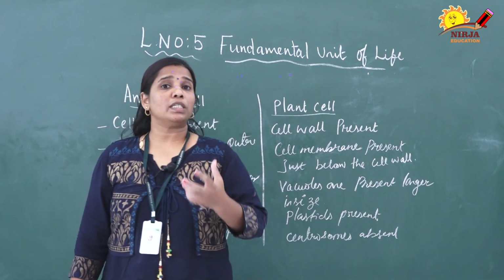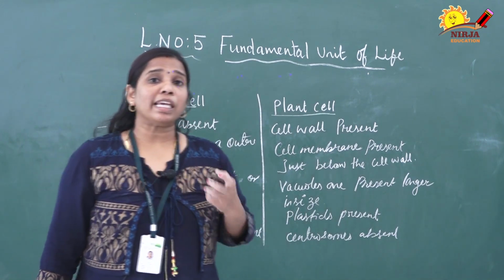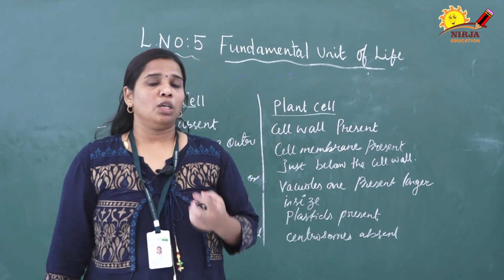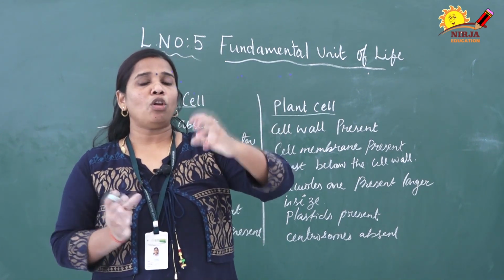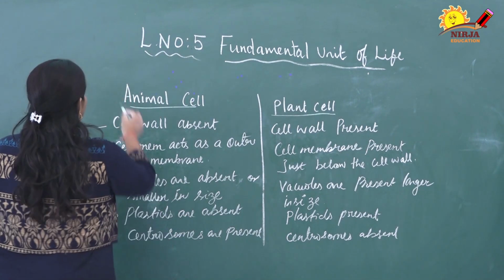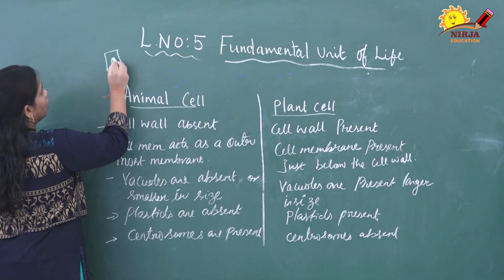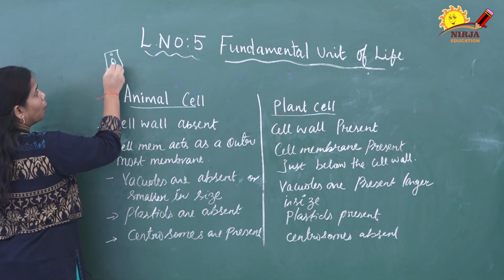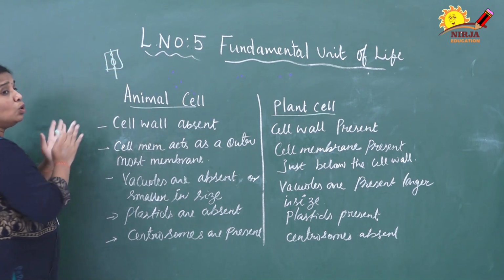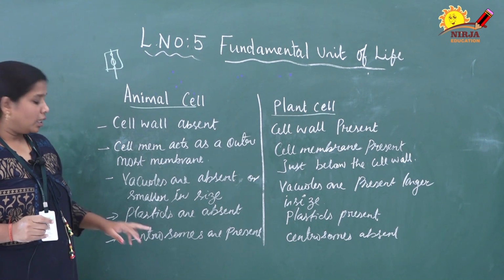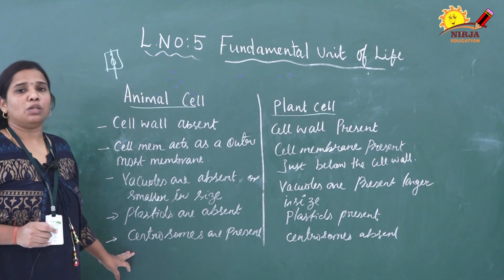What is the role of the centrosome? It is mainly involved in cell division. Suppose this is the cell with the nucleus at the center. The centrosomes reach the poles of the cell and make the cell divide into two cells. So that is the main function of the centrosome.